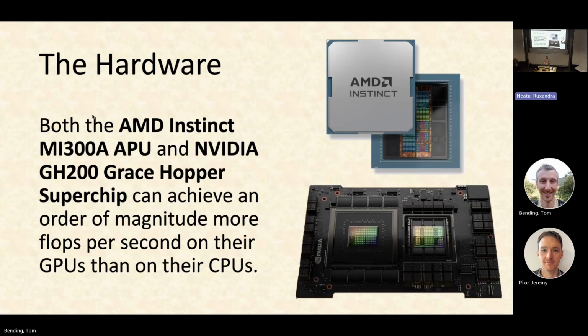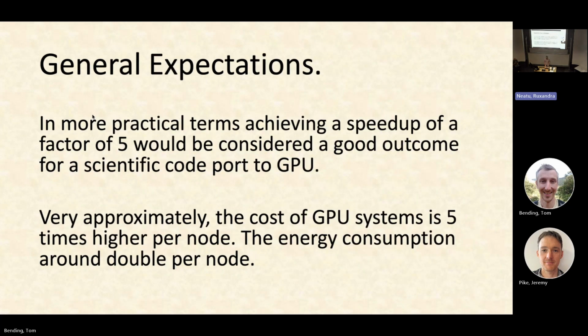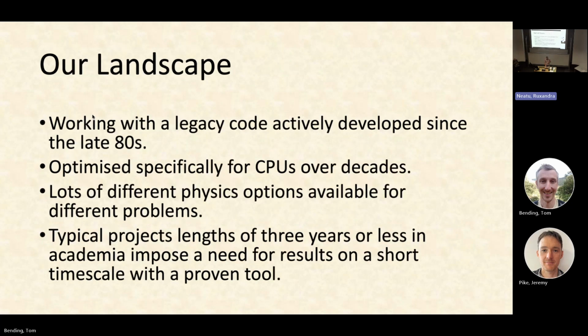Okay, we need to move this onto GPUs. GPUs run maybe 10 to 20 times faster than CPUs in terms of floating point operations per second. If you are actually porting a scientific code, if you achieve a 5 times speed up, I think you've done very well. If you achieve that, you're matching the very approximate cost of a GPU node to a CPU node, and you're doing very well in terms of energy. The systems may be 5 times more expensive and use only twice as much energy. But if you can get 5 times more throughput, then you're doing really well.